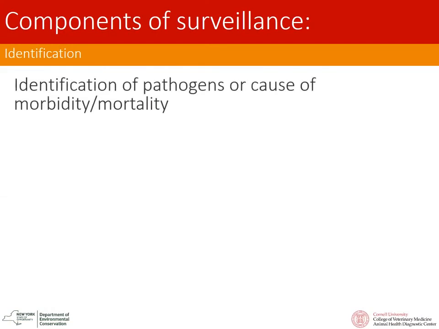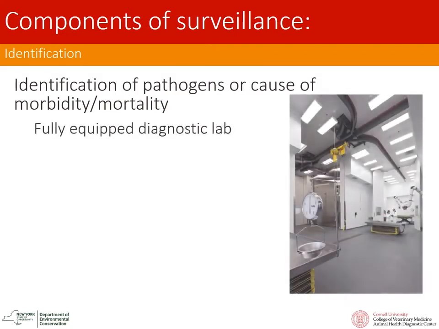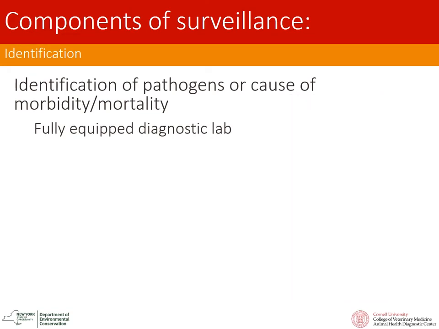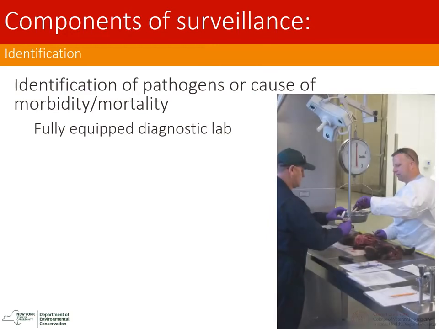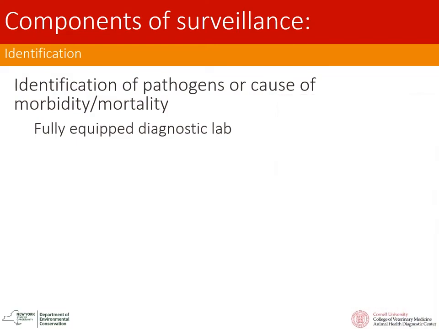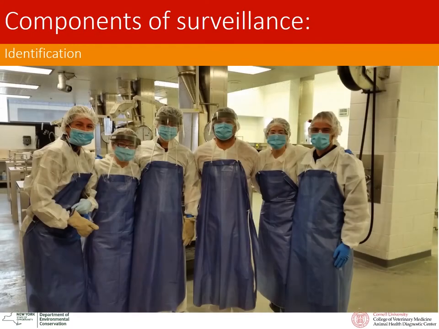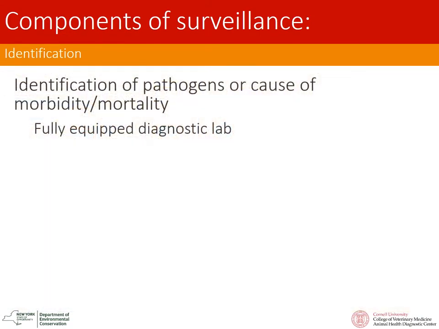The second component is identification of pathogens that cause morbidity and mortality. Because we are never quite sure what pathogens wildlife species might have, we prefer to work in a fully equipped diagnostic lab where the necropsy, or animal autopsy, is conducted under a biosecurity level 2 or 3. That means those potentially zoonotic pathogens are contained. The diagnostic lab at Cornell is staffed with pathologists, microbiologists, virologists, molecular specialists, and toxicologists.